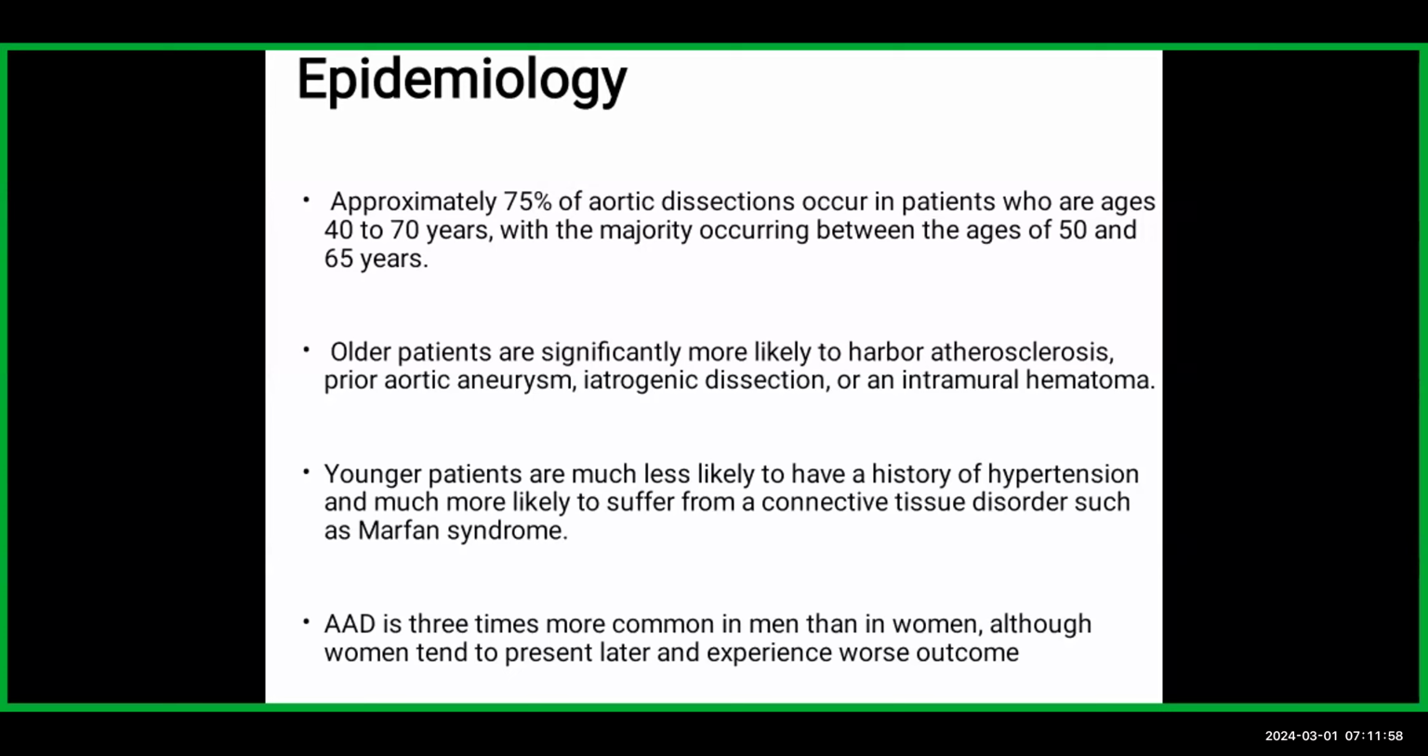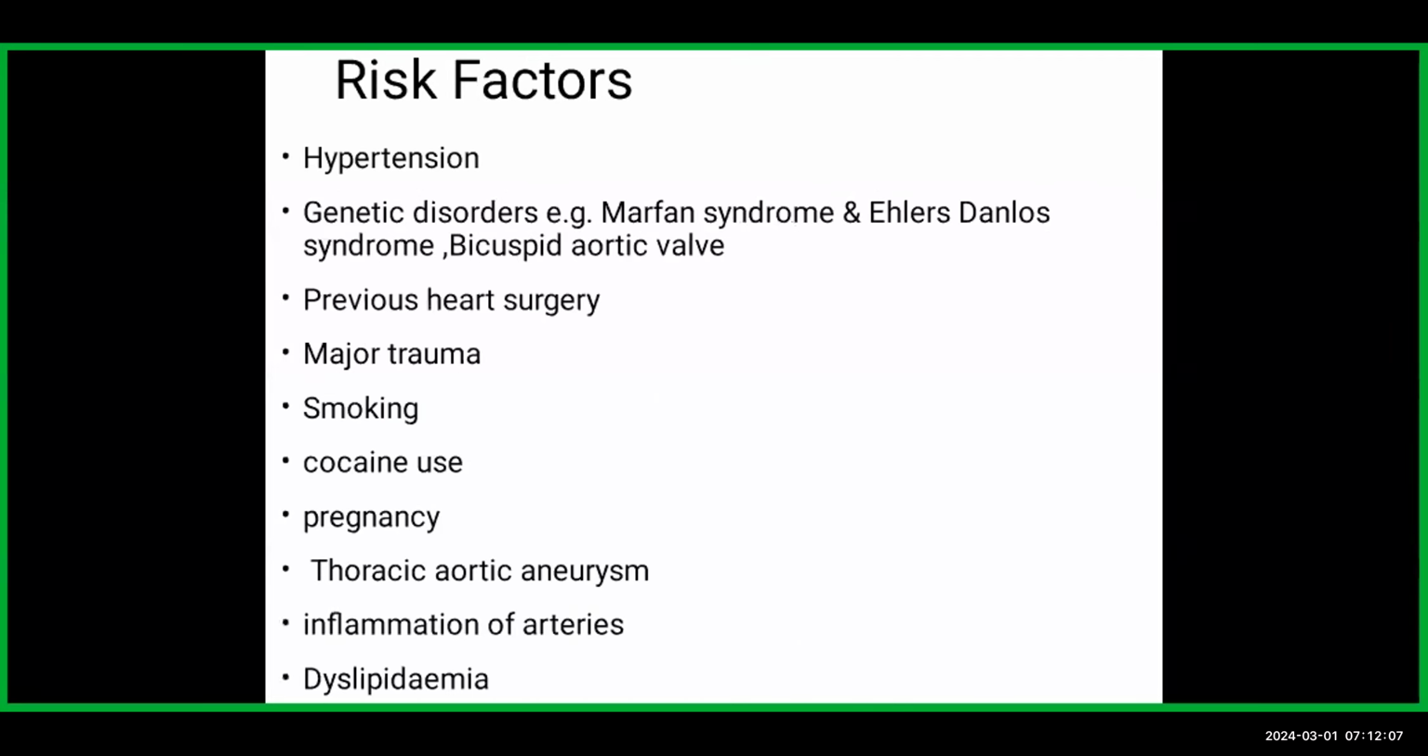So as regards the risk factors for aortic dissection, top on the list, next slide, thank you. The risk factors, top on the list is hypertension, which was a risk factor that the patient had. The patient was hypertensive, and he said that he had not been taking his medication.